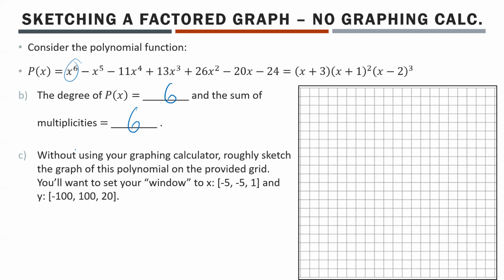Now, without using your graphing calculator, roughly sketch the graph of this polynomial on the provided grid. You'll want to set your quote-unquote window. So we'll want to draw our window using this window setting right here. This is very similar to what we had before, except this time y is the same going down as it is going up. Our y min is equally far away from 0 as our y max.